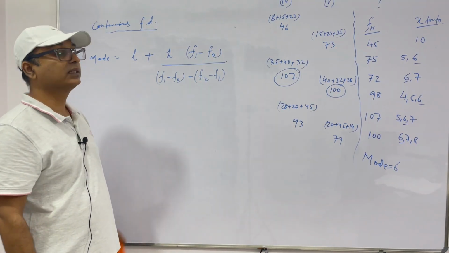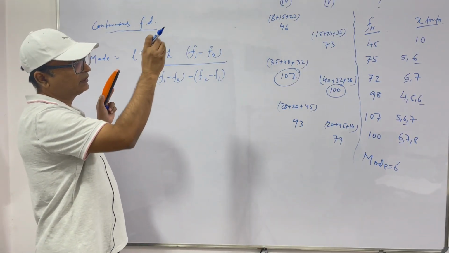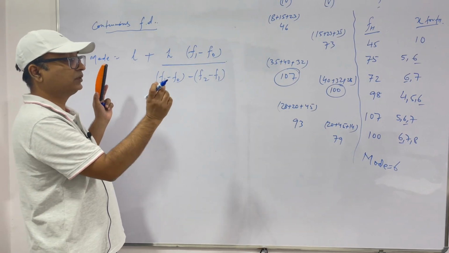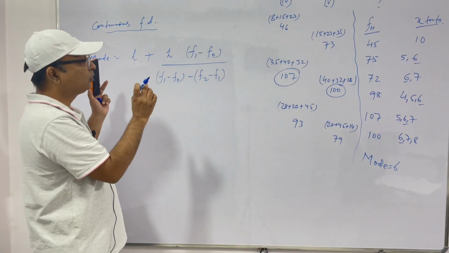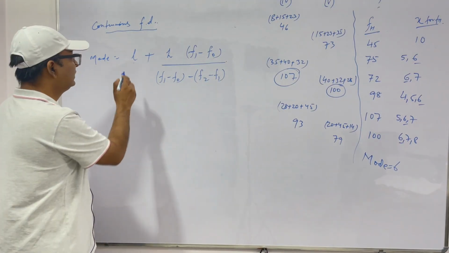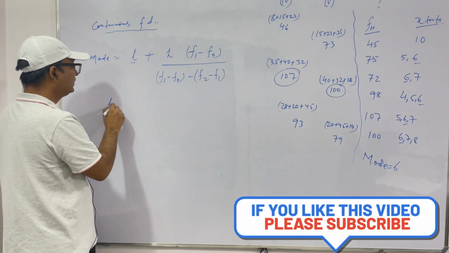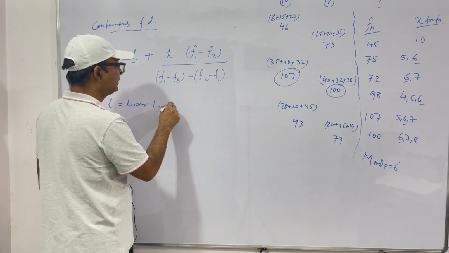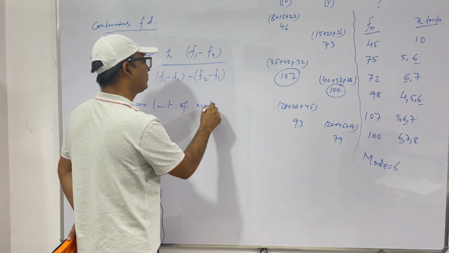We find the modal class. Which is the modal class? The one for which the frequency is highest. So if the frequencies are 10, 12, 15, 12, 10, the class corresponding to 15, the highest frequency, is called the modal class. The lower limit of that class is L. So if it was 30 to 40, 30 is L. Try to understand it properly: L is the lower limit of the modal class.